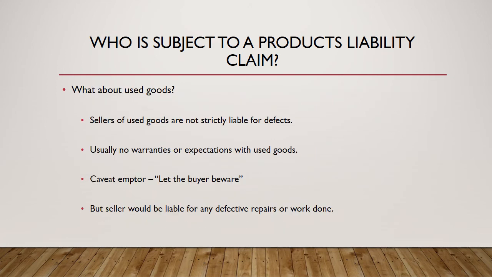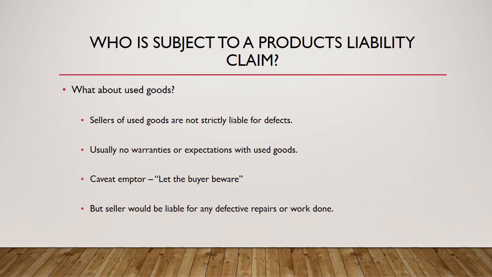So what about used goods? People sell used goods. People sell used cars. There's even places that sell used tires, for example. Sellers of used goods are usually, the general rule is, not strictly liable for the defects because there's usually no warranties or expectations that come along with used goods. It goes right back to the Latin phrase caveat emptor, which means let the buyer beware, that the buyer is assuming the risk that comes with the used goods.